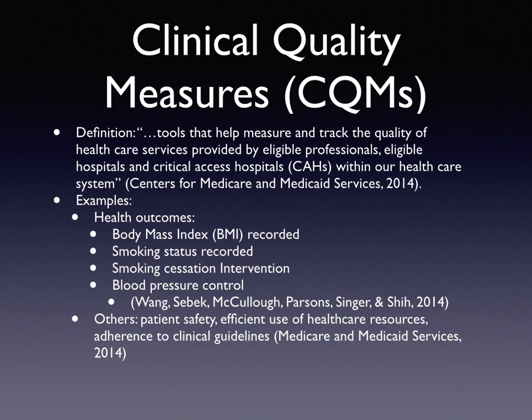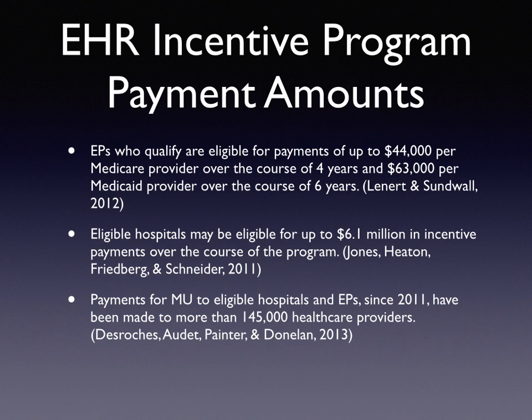So, for example, a CQM could be health outcomes. That's a broad topic, and to go into more detail, they can focus on recording body mass index or smoking status. Other broader categories of CQMs can be patient safety, the efficient use of healthcare resources, and adherence to clinical guidelines. These are just some of the things that organizations can record and use towards the incentive program. So now I want to move on to the incentive program payment amounts.